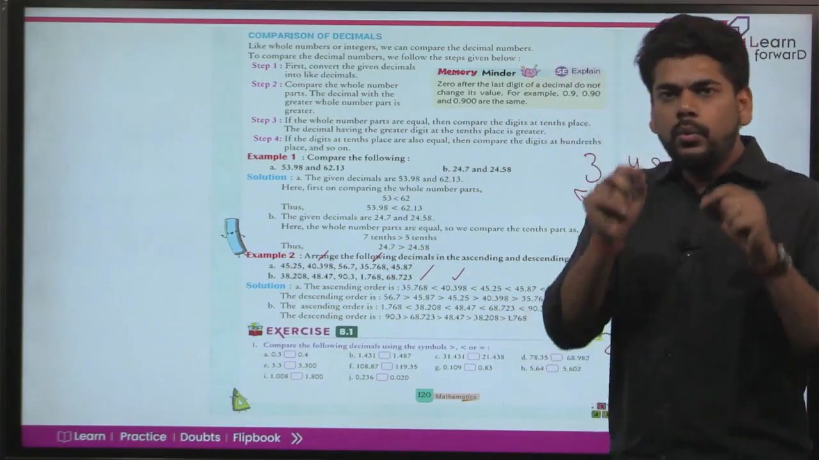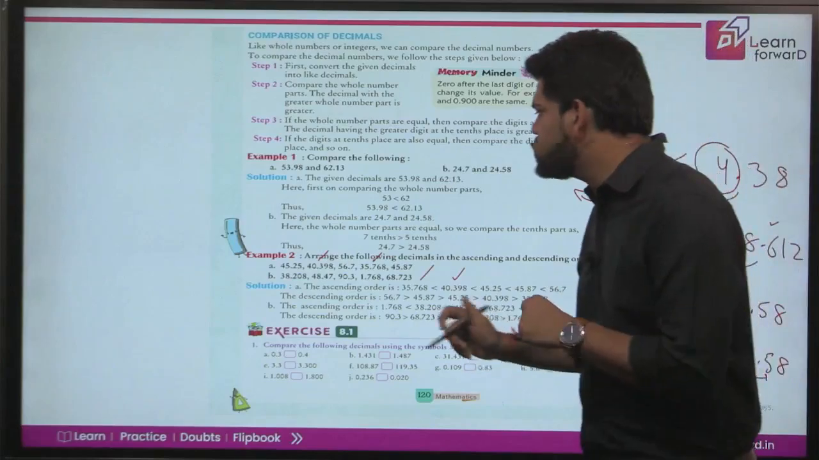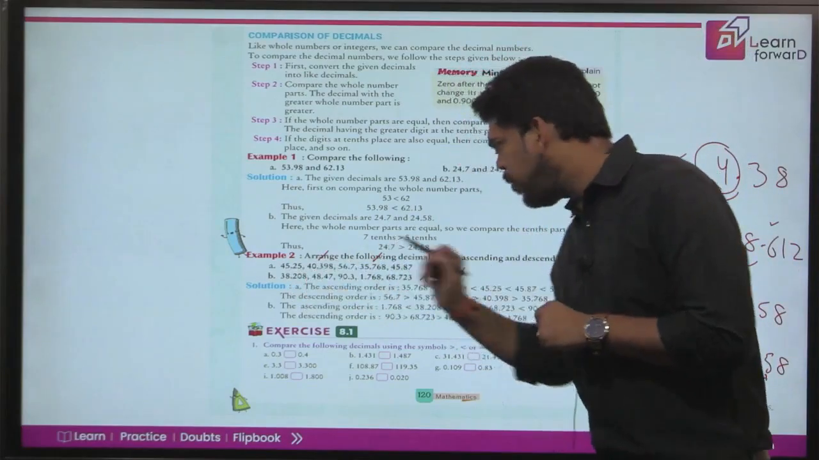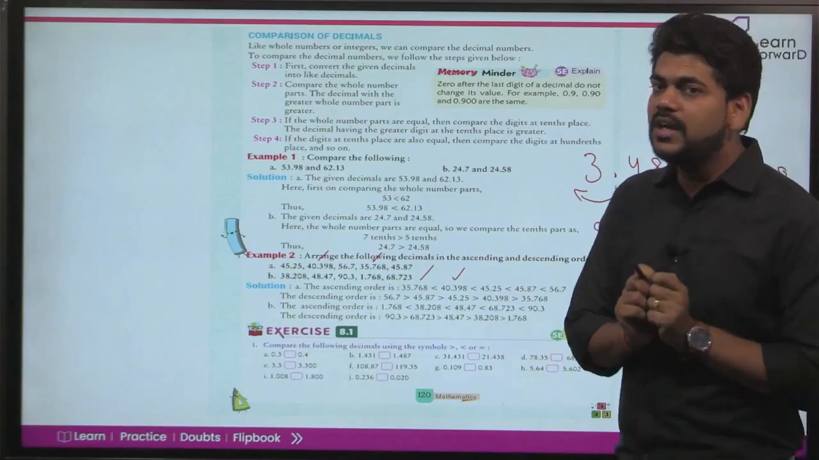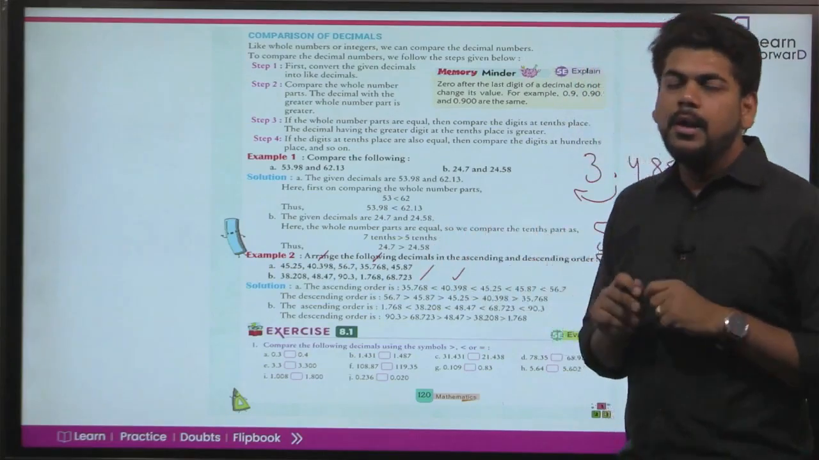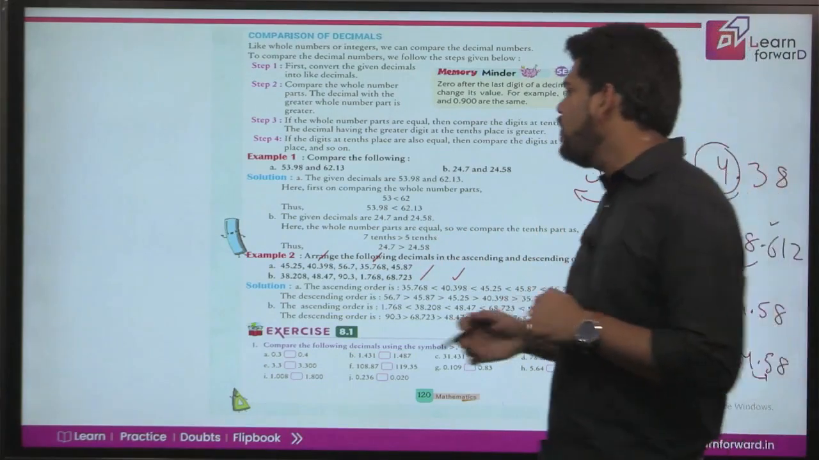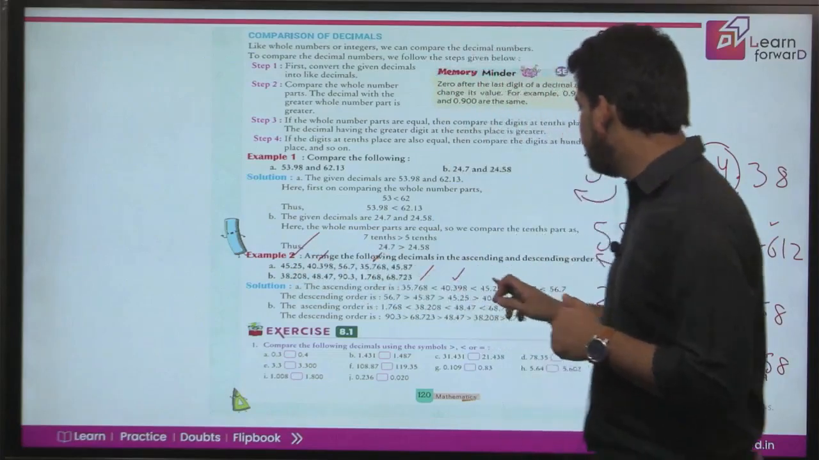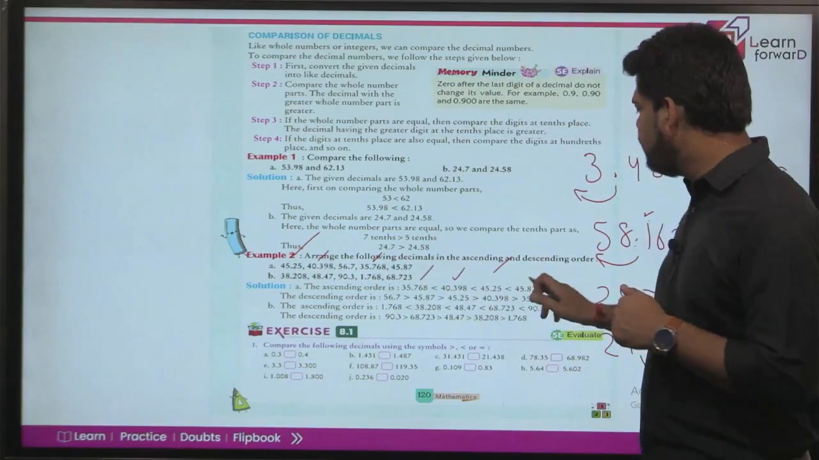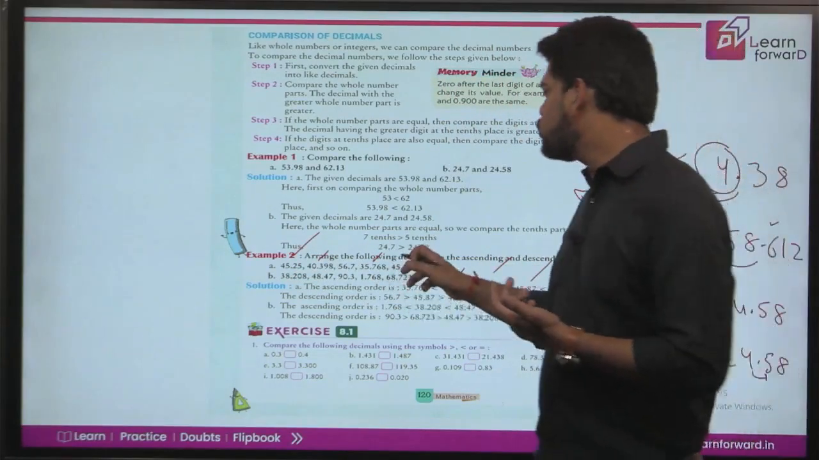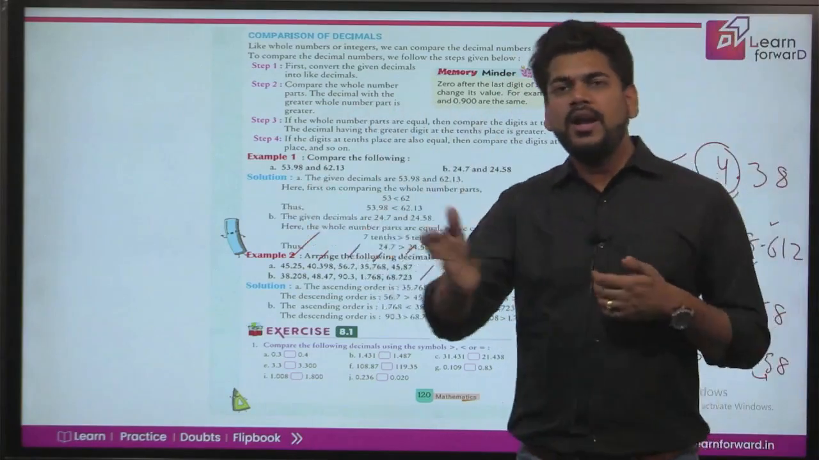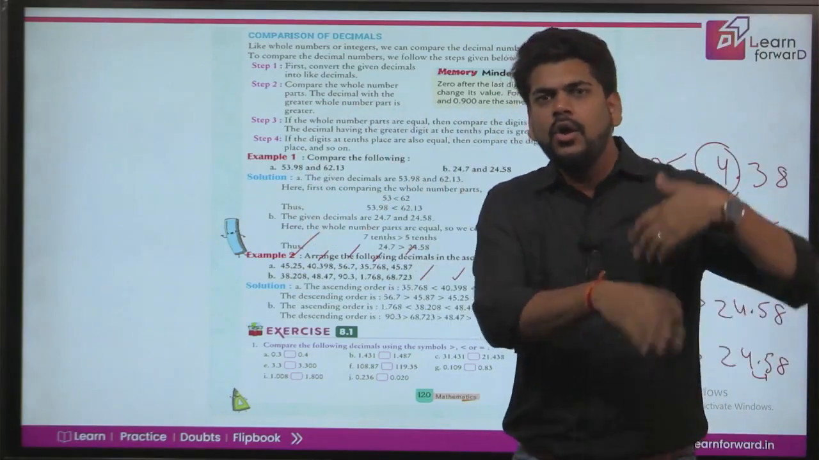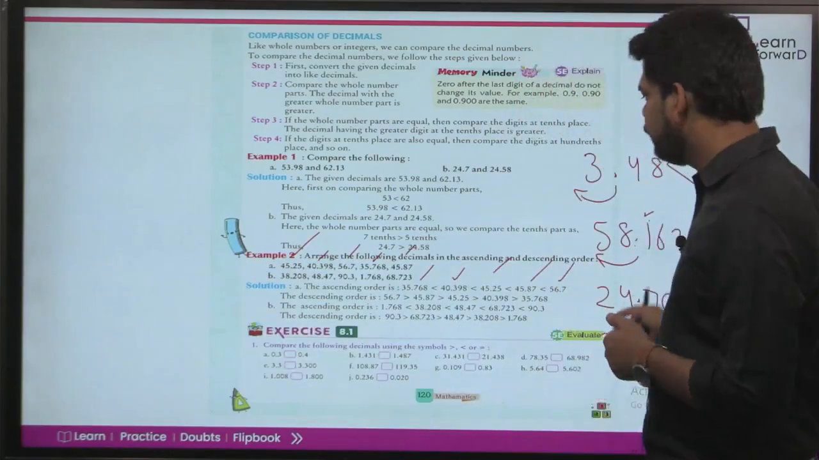Now what we'll do, we'll check the one digit after the decimal. This is 45.2, this is 45.8. So which one is greater? 45.8. But we are arranging in ascending, we have to keep 45.25 earlier. Now 45.87, and at last what is left? 56.7. So this way you can arrange the decimal number in ascending or in descending order.